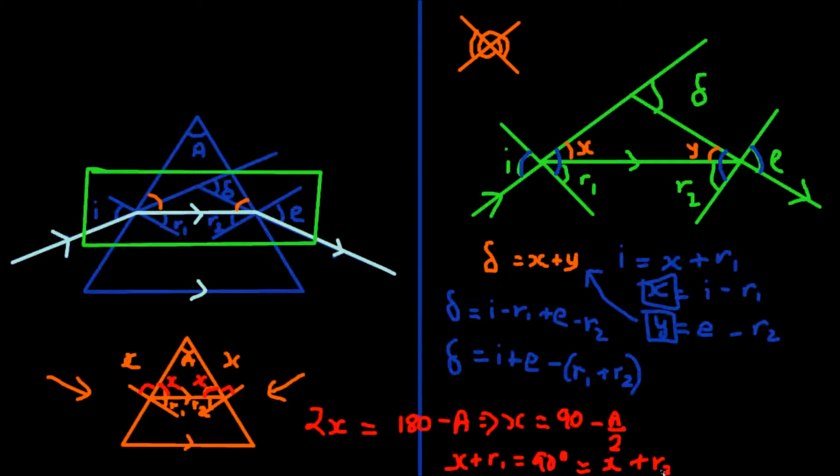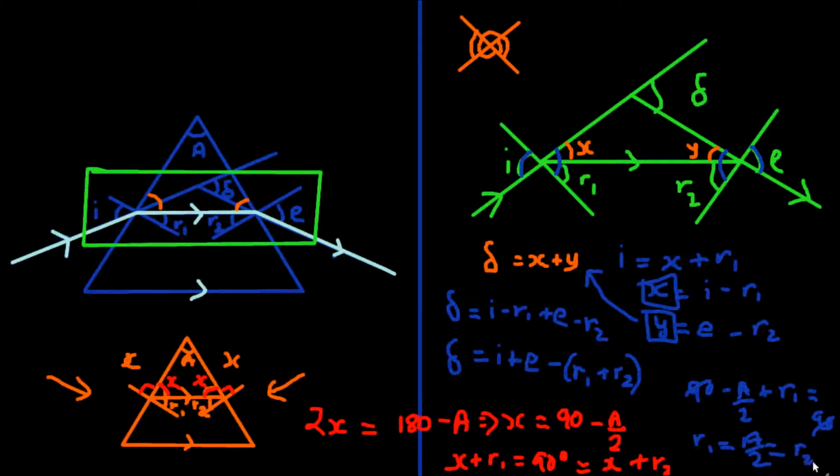And now we also know that x, we found the value, is equal to 90 minus A by 2. So just replace it and we get that 90 minus A by 2 plus r1 is equal to 90. So the two 90s get cut and you get that r1 is equal to A by 2. You do the same thing for r2 and you will get the same thing, that's equal to A by 2.